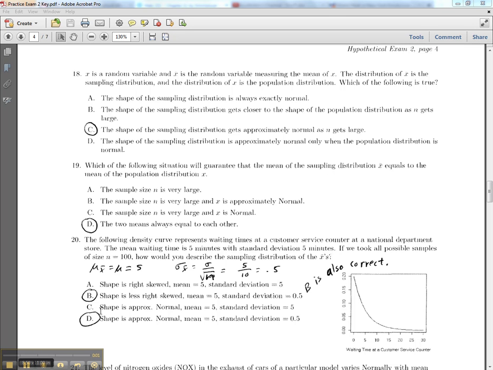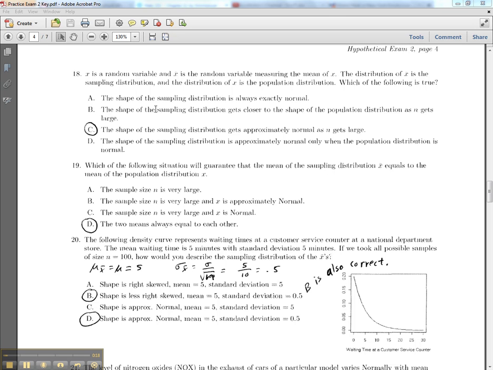Practice exam 2, number 18. It says x is a random variable and x bar is the random variable measured the mean of x. The distribution of x bar is the sampling distribution, and the distribution of x is the population distribution. Which of the following is true?